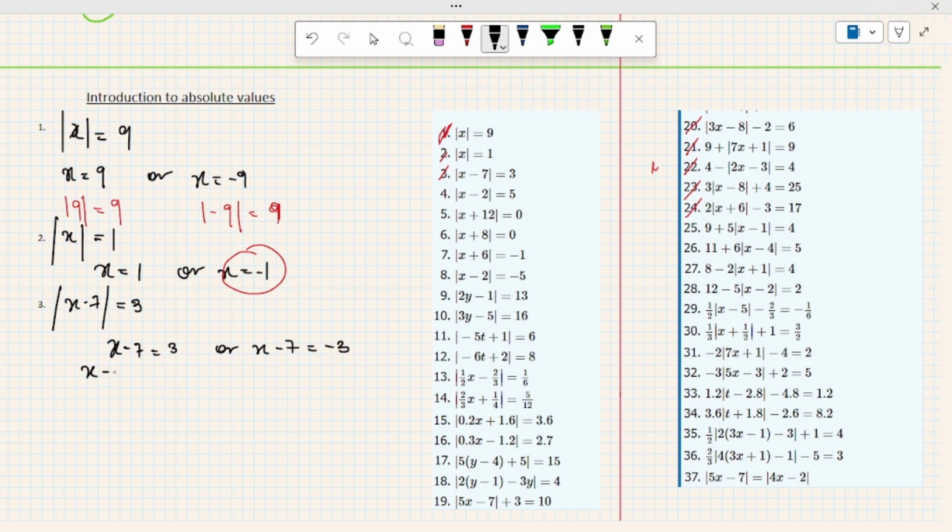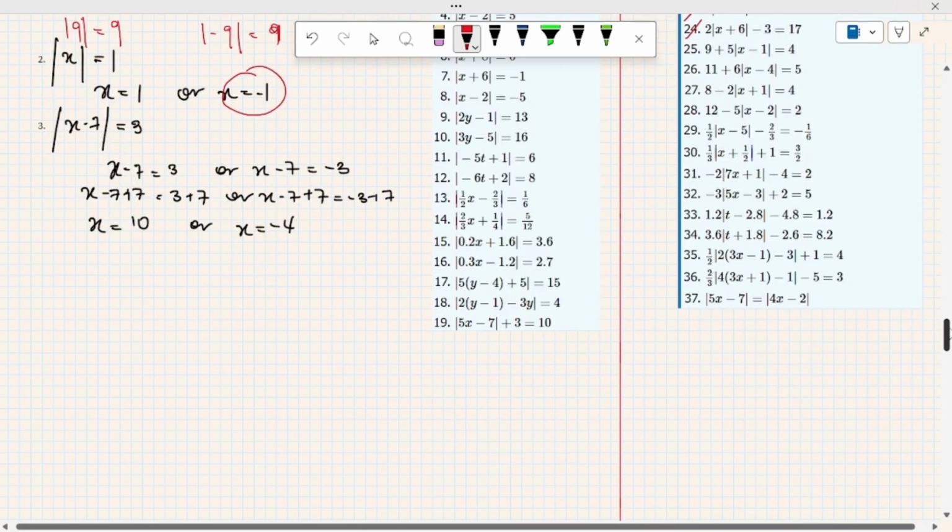It's going to be x minus 7 plus 7 is equal to 3 plus 7, or x minus 7 plus 7 is equal to minus 3 plus 7. So the solution would be x is equal to 10, or x is going to be equal to 4, right? So let's check if our answers do satisfy the equation or not, right?